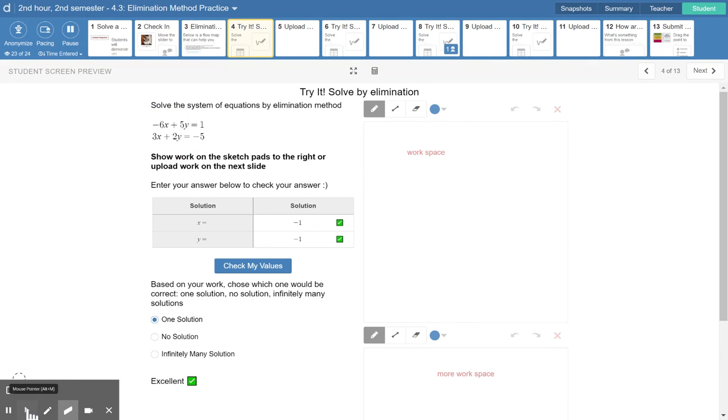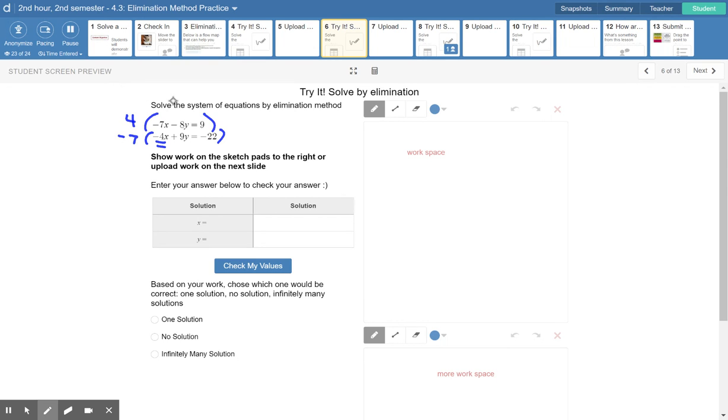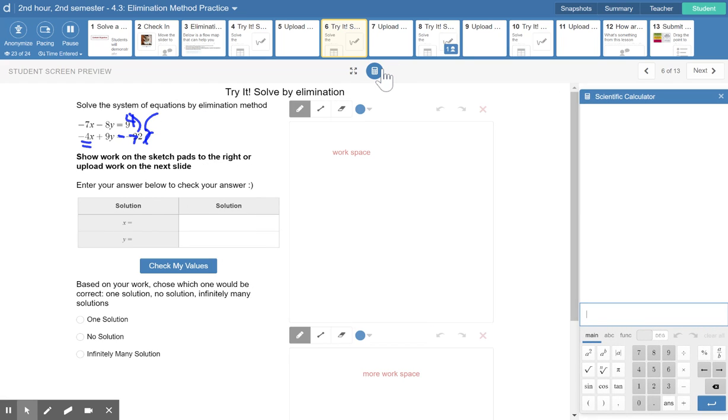Now on the next slide, we're going to do basically the same idea. We're going to look at the coefficients of the x values. So I'm going to make negative 4 opposite. I'm going to multiply the first equation by positive 4. And then I'm going to keep that negative 7. Now, please use this calculator if you need to help. We have 4 times negative 7, 4 times negative 8, and then 4 times 9.